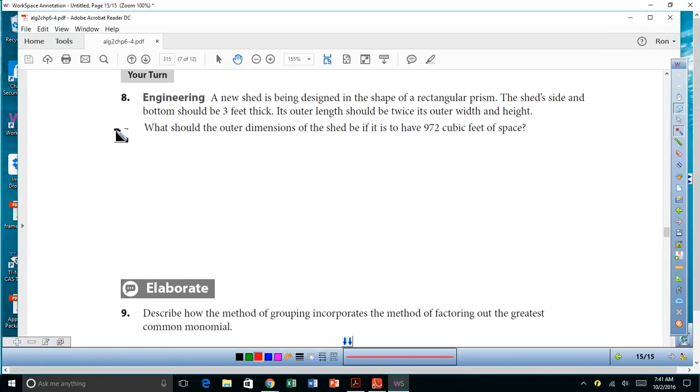So let's set this up. Overall volume is 972, so we've got 972 equals... and then what was it? The new shed is supposed to be 3 feet thick. Its outer length should be twice its outer width and height. So that's going to give us 2x minus 3.